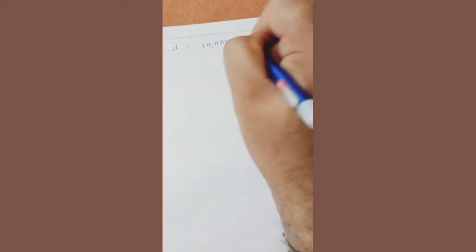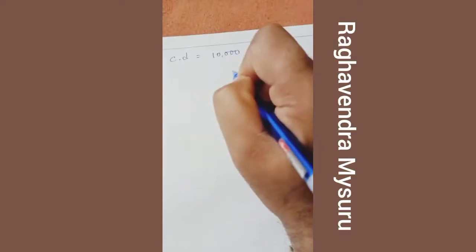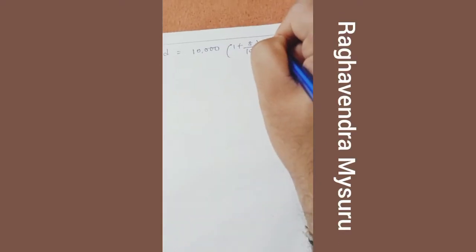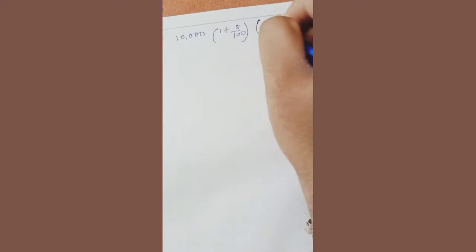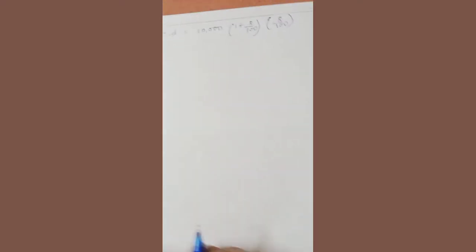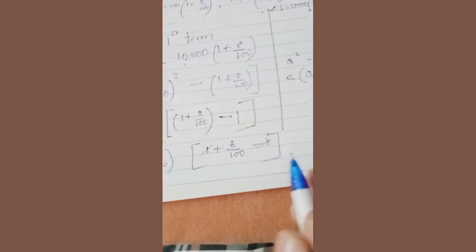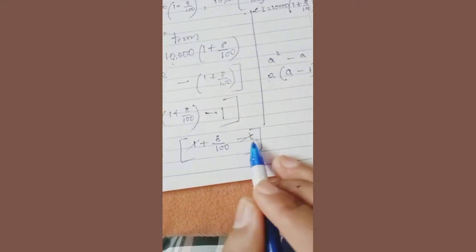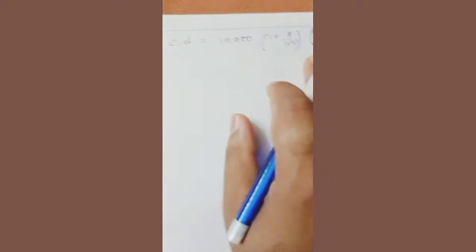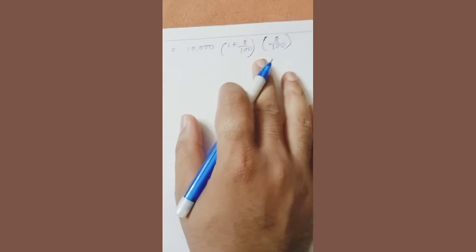So the common difference is 10,000 of 1 plus 8 by 100, which we have taken as the common factor, and the remaining is 8 by 100. I hope that you can understand here. Plus 1 minus 1 cancels, 8 by 100 was remaining. So this is the common difference between the second and first term.